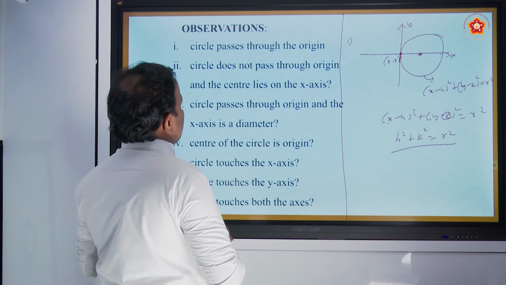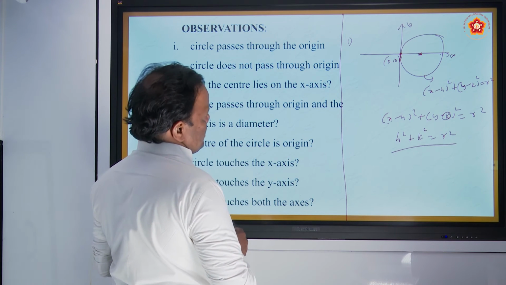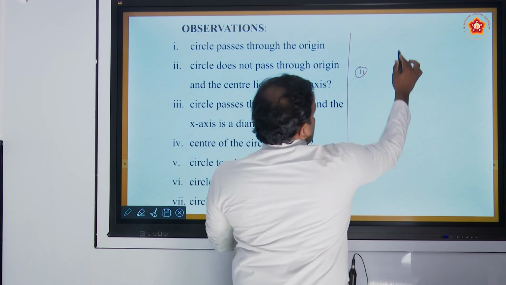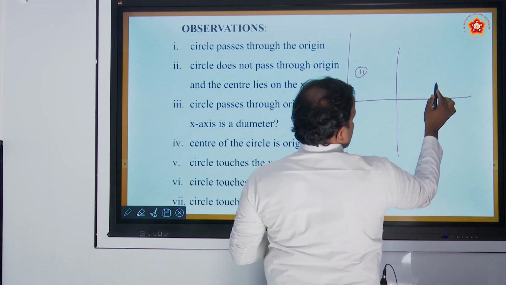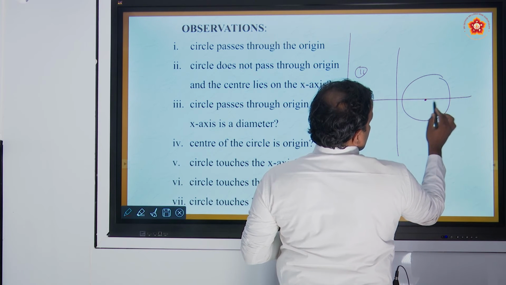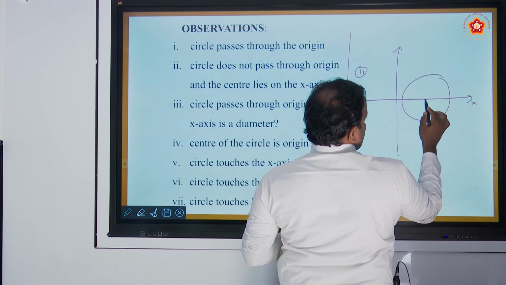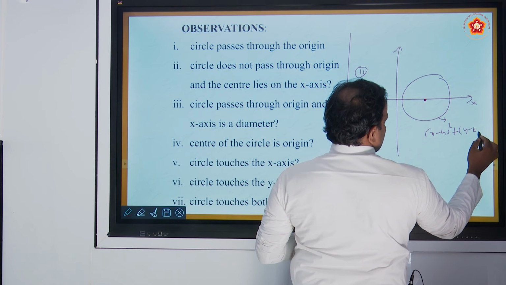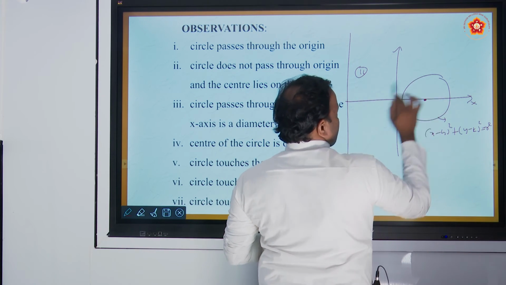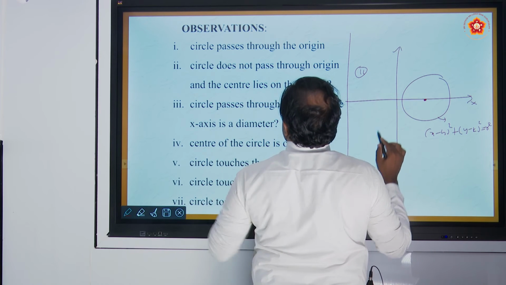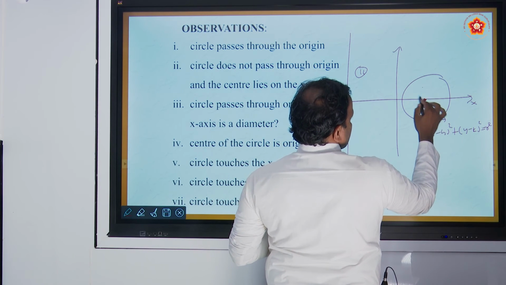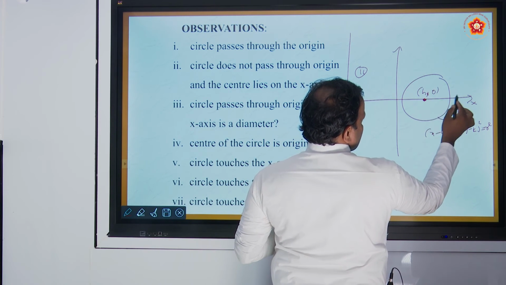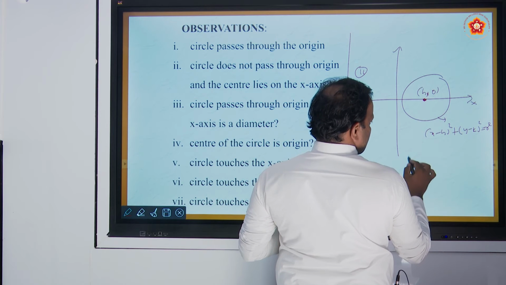Observe here: the circle does not pass through the origin, but the center lies on which axis? The x-axis. This is a circle whose center lies on the x-axis. We know the circle equation x minus h whole square plus y minus k whole square is equal to r square. Observe here, for the second observation, this circle is not passing through the origin, but its center lies on the x-axis. Any center on the x-axis is of the form h comma 0, because for a point on the x-axis the y coordinate is 0, so k is 0 here. Put k equal to 0, what happens here?